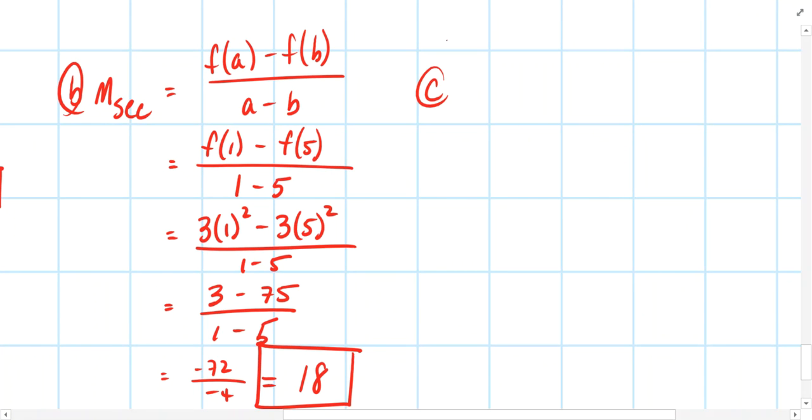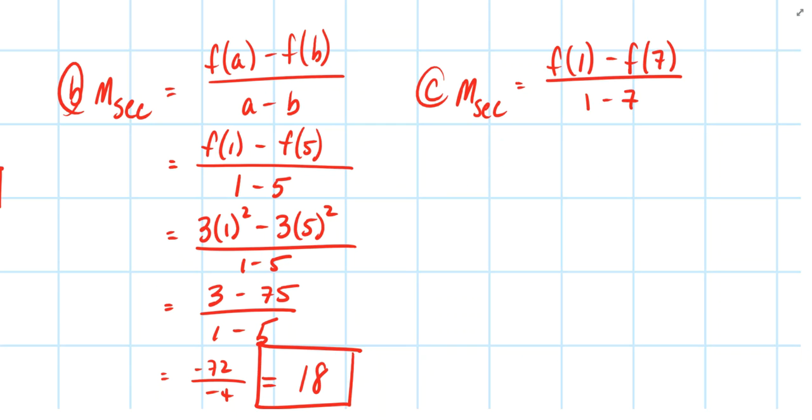Part C is completed in much the same way. The slope of the secant line is equal to f of a. And I'll actually just make the substitutions now. If we're going to look at the average rate of change between 1 and 7, we'll use f of 1 minus f of 7 divided by 1 minus 7. And what I'd like to show you here is how we can use our calculator, again, to solve this and make life a little bit easier.